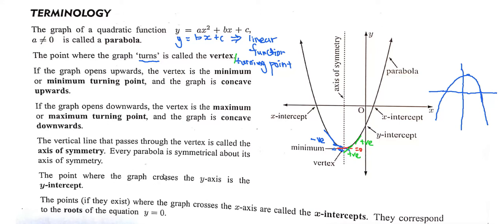Then another point: the point where the graph passes through the y-axis is called the y-intercept. So where is the y-axis? This is the y-axis. The graph passes through this point where it intersects with the y-axis. This point is called the y-intercept. Now, the points where the graph crosses the x-axis are called the x-intercepts. This graph passes through here, where it intersects with the x-axis, and similarly this part of the graph intersects with the x-axis at this point. So, in other words, there are two x-intercepts.